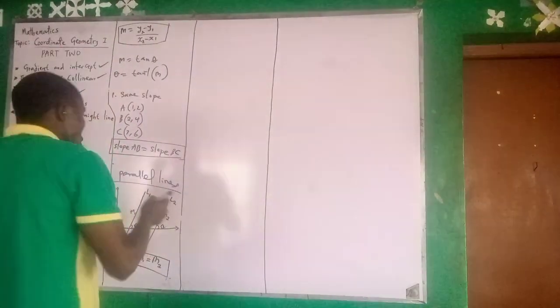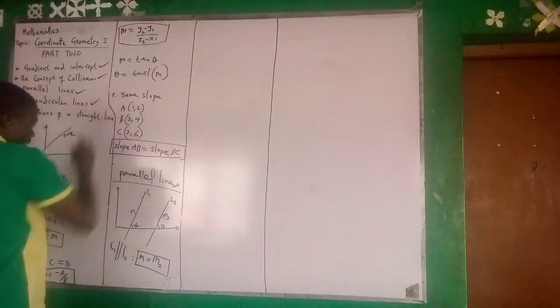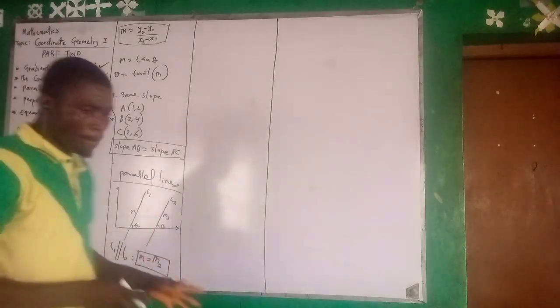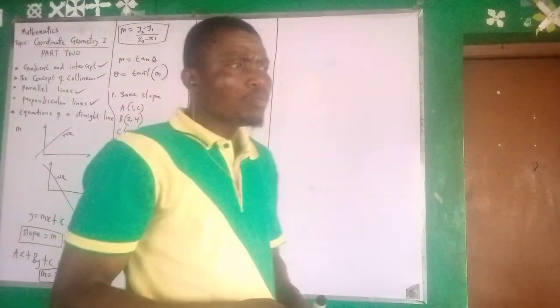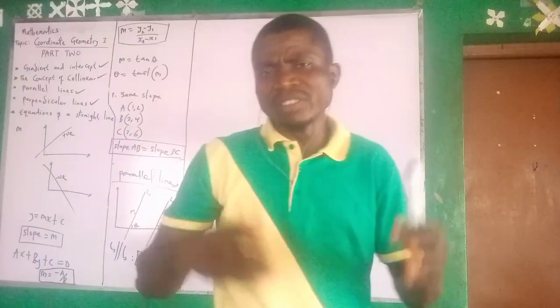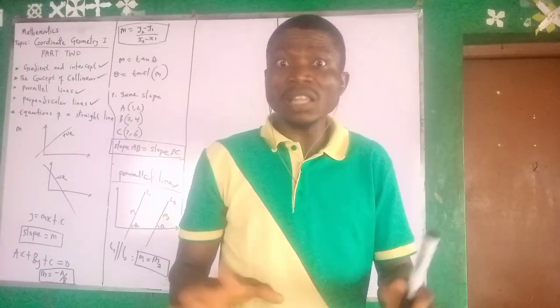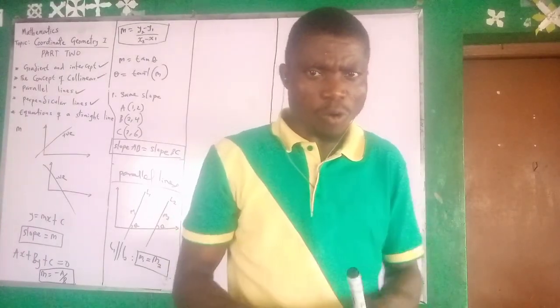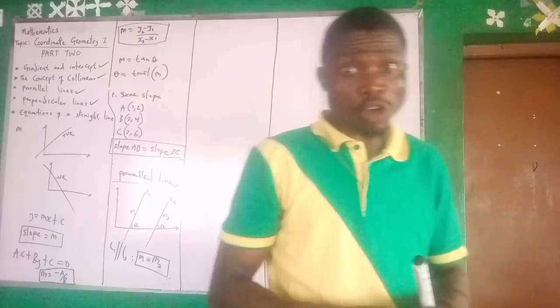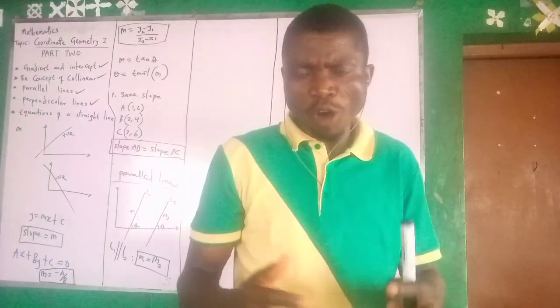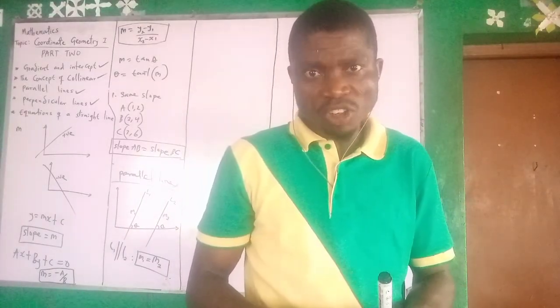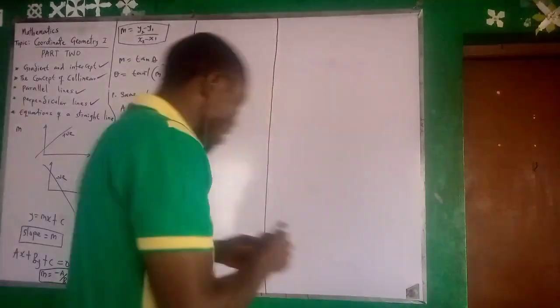Alright. Now, next one, perpendicular lines. 2 lines are said to be perpendicular if they intersect at a right angle to each other, and as such, the product of their slopes must be -1. Now, let's consider the diagram here.